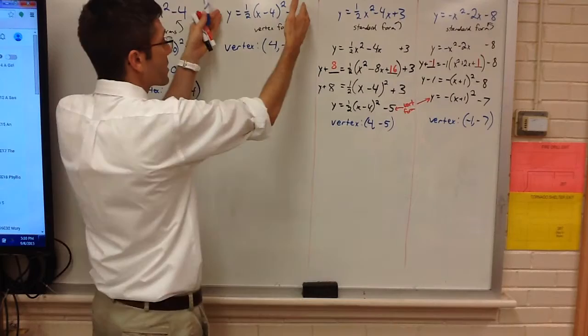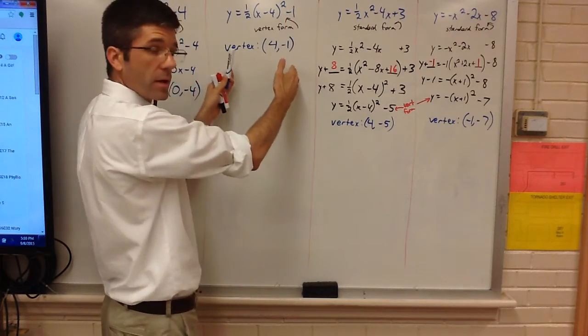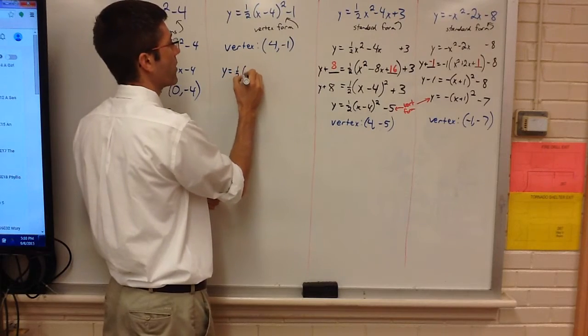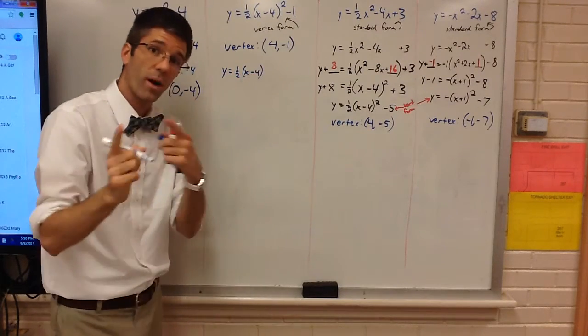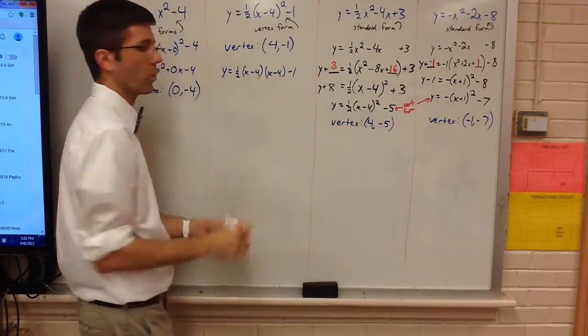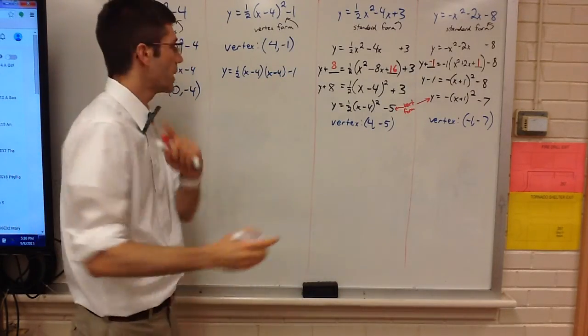What I'm going to do is take this equation and we'll bring it down here, and I'm going to just keep on going with it. So we have y equals 1/2 (x minus 4), because it's squared, I'll put it twice, (x minus 4) and then minus 1. We're going to FOIL. What about that 1/2? Make him wait. Make him wait.